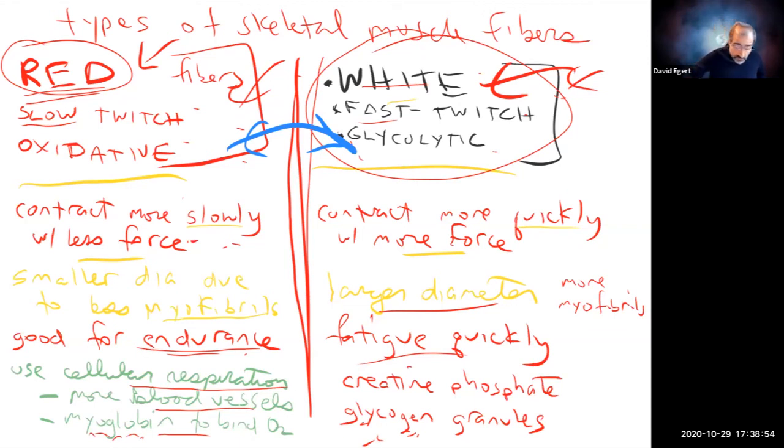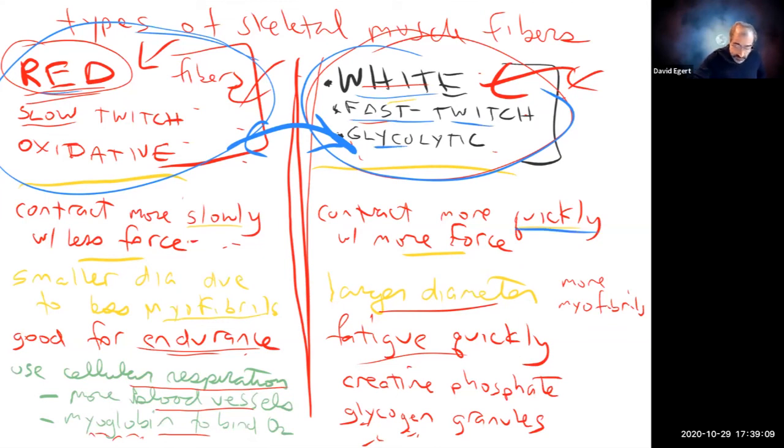But for right now, these are the two main types of fibers: the red fibers, red slow twitch, and white fast twitch. Fast twitch because they contract quickly with a lot of force. Slow twitch because they contract slowly, with less force. So any questions about those?